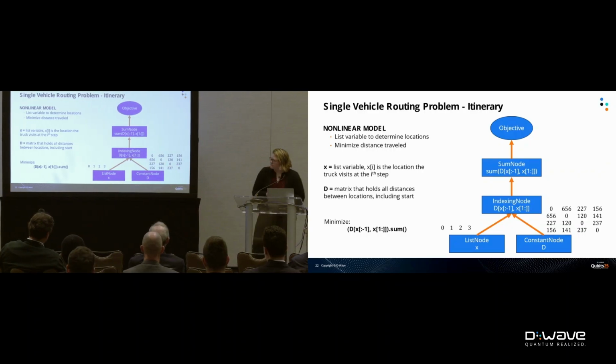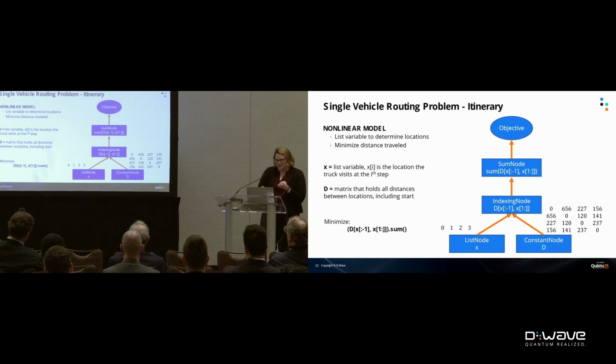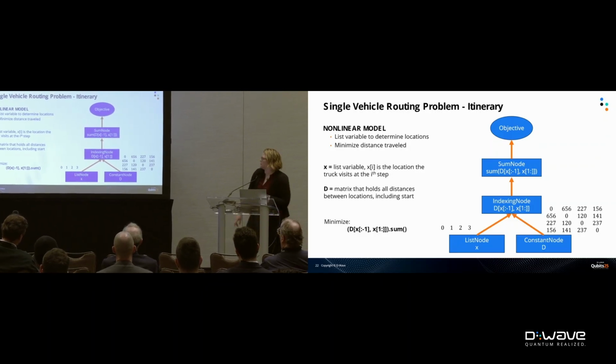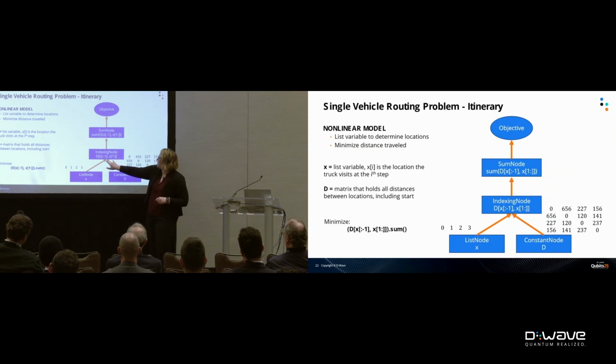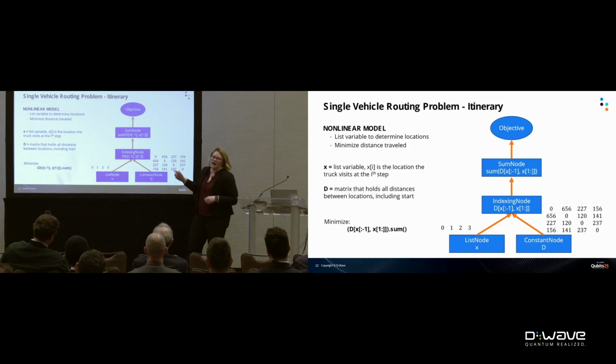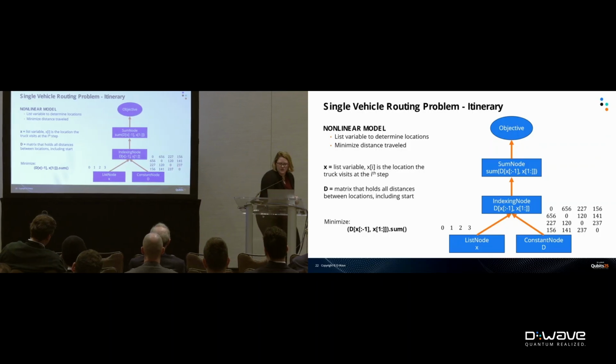Okay, so we'll set those into the model. And then we have these indexing nodes. This next step is an index where we're going to pull information out of the list. We're going to pull information out of this matrix here. So let me show you how that works.